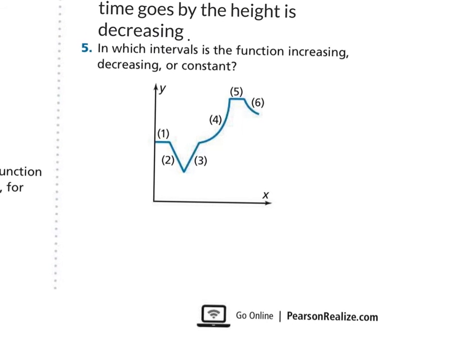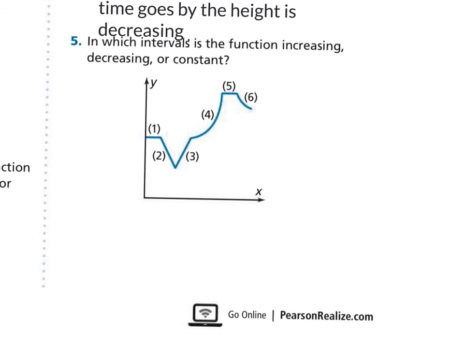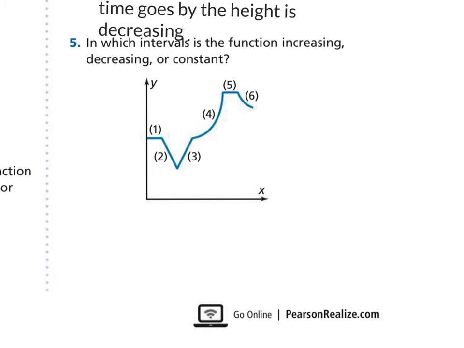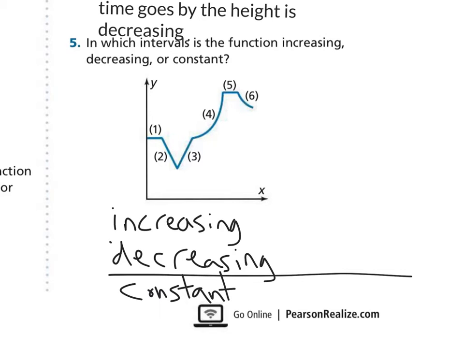So if we look at number 5, it asks in which intervals is the function increasing, decreasing, or constant. So we could just make a table here and look at increasing, decreasing, and constant. And then just list the intervals that it's doing those next to it.